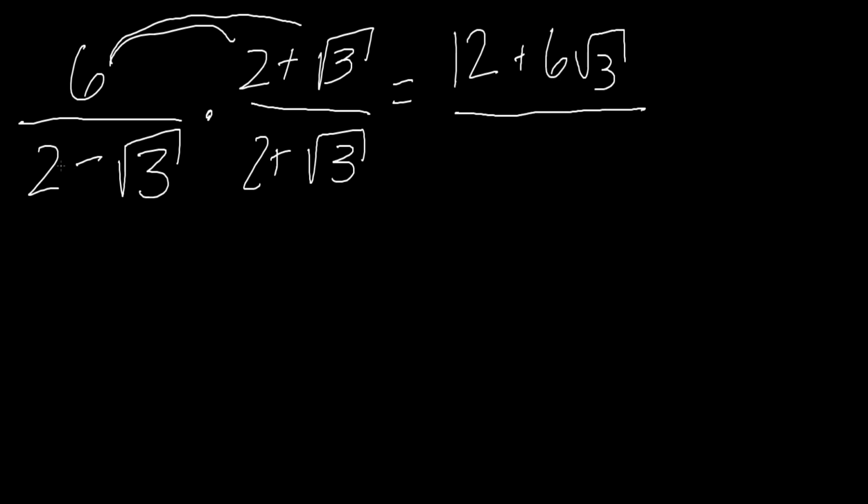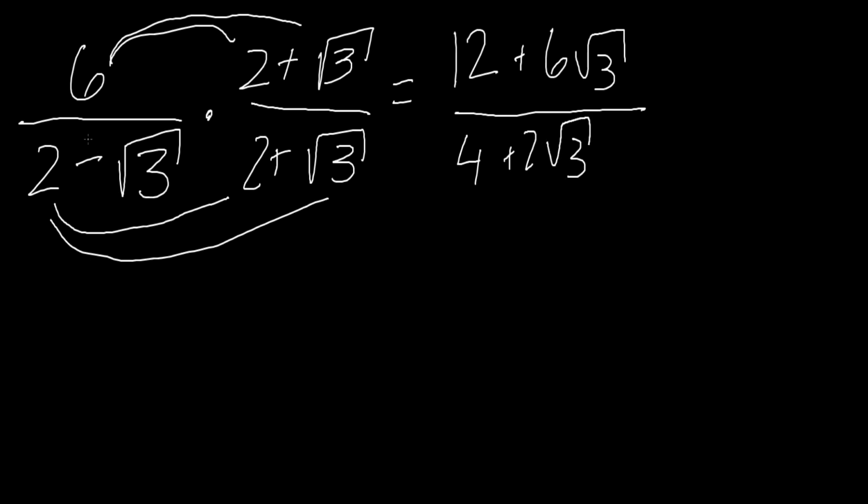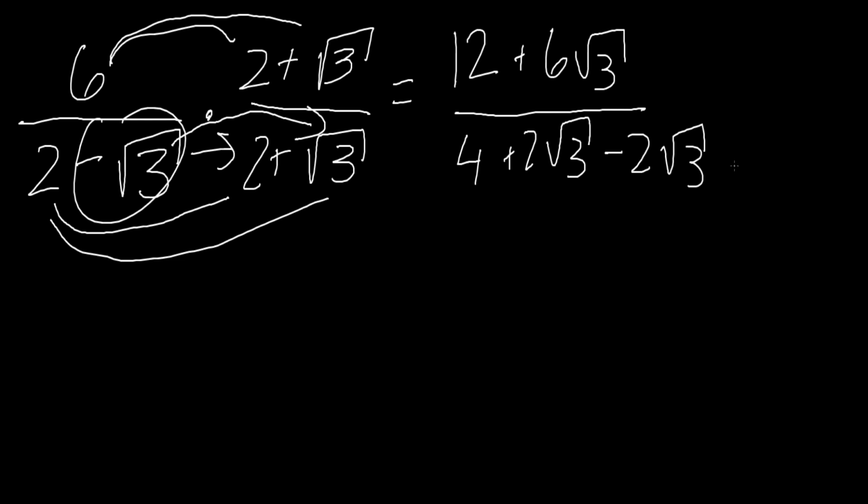On the bottom, we have 2 times 2, which is 4. 2 times root 3 is 2 root 3. Negative root 3 times 2 is minus 2 root 3. And then negative root 3 times root 3, which is minus root 9.